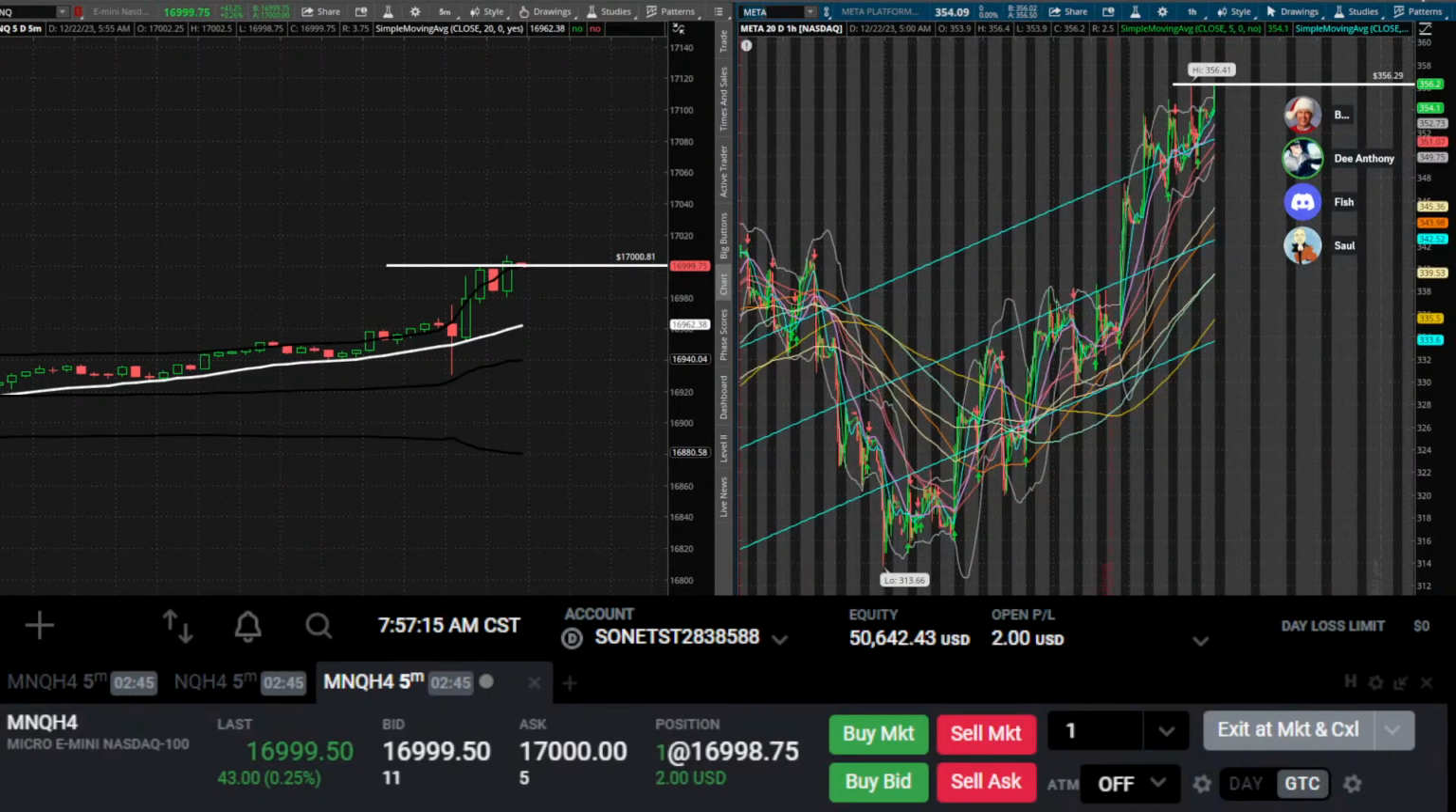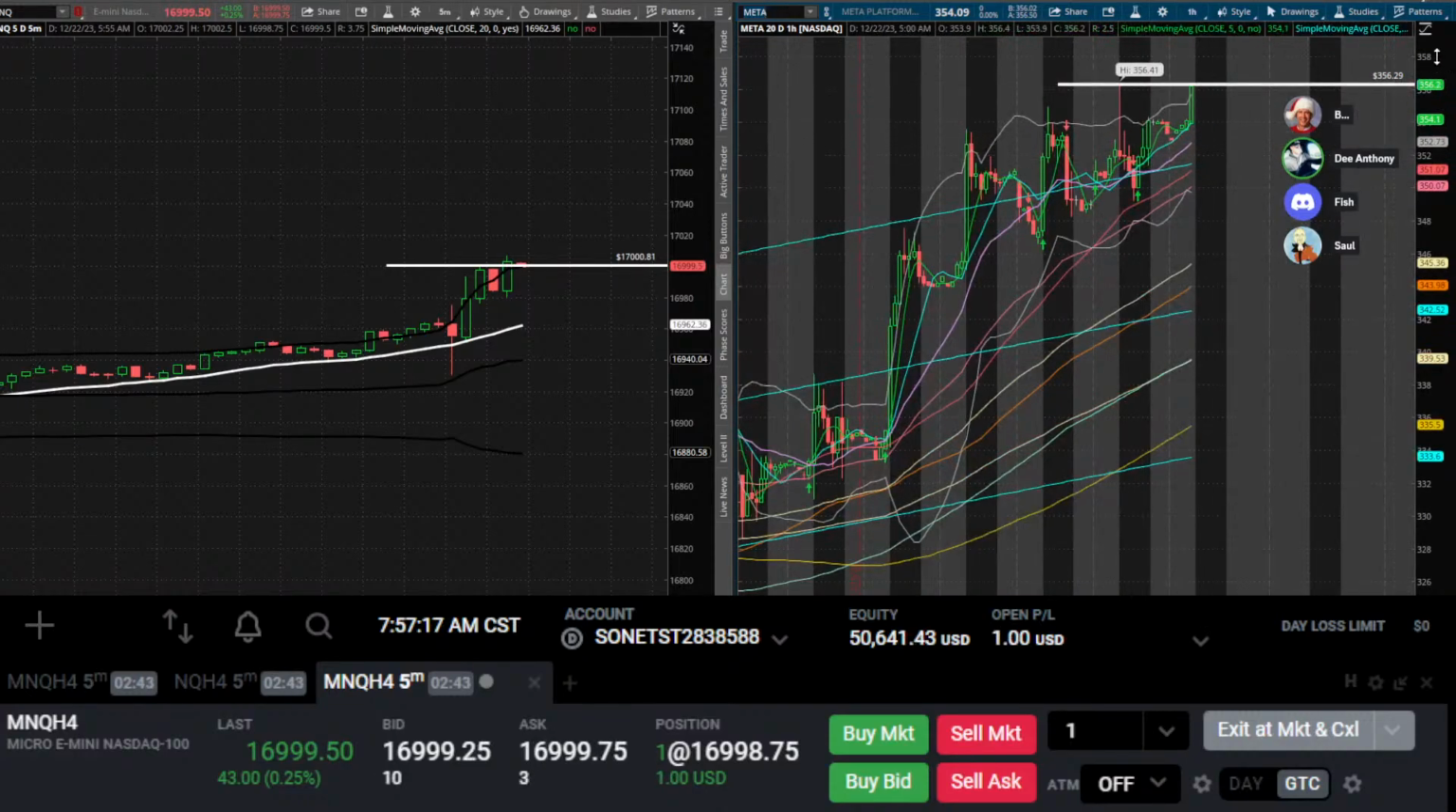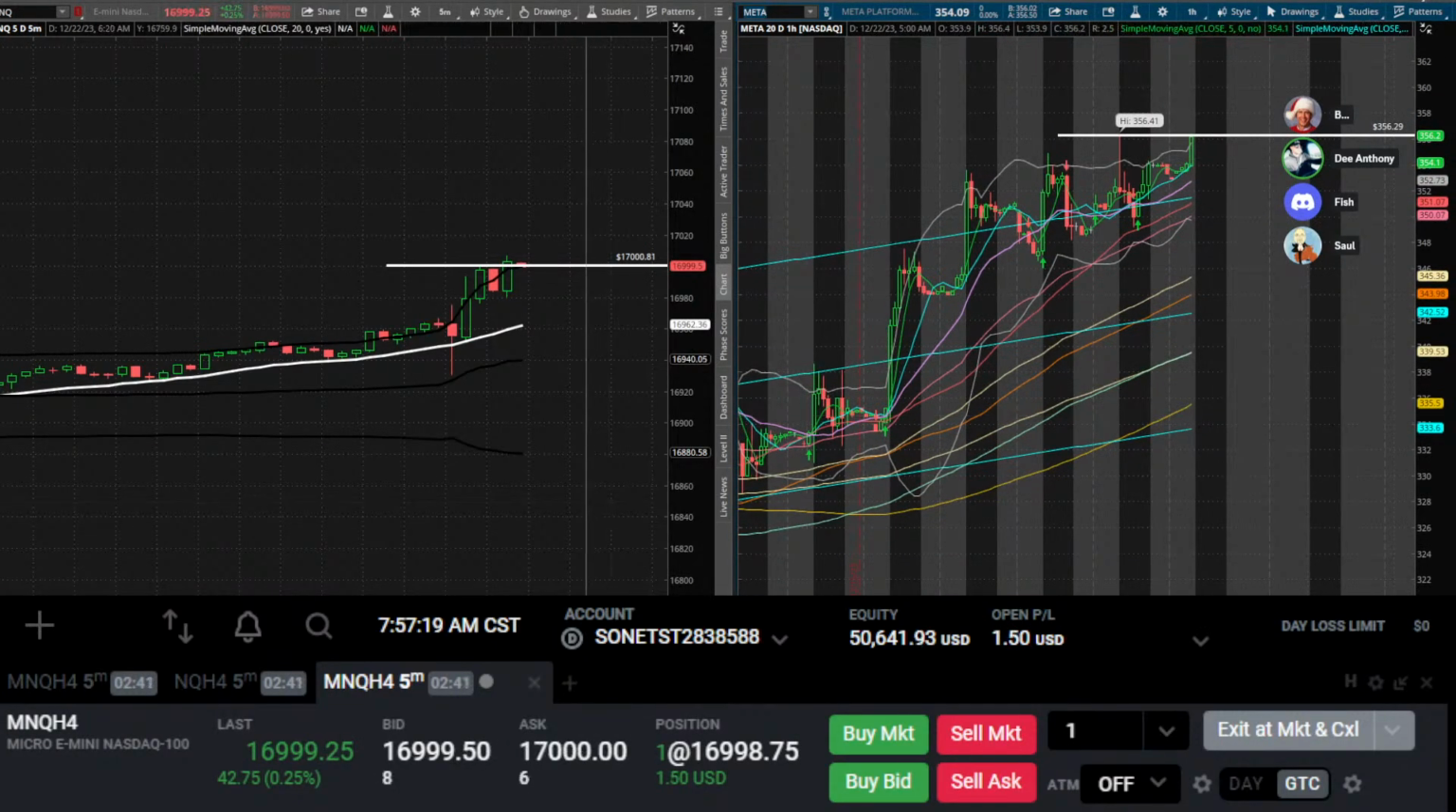Meta as well looked good. That's actually approaching Wednesday's highs as well, 356.41. So let me make sure I write these down so I don't forget about it. That's what I don't like doing. I don't like doing my homework now. Market open happens and then I kind of forget about these names. Meta, Amazon, Nvidia, and Tesla. I'm good for that.